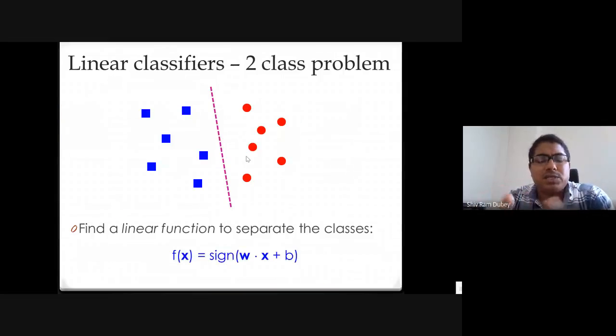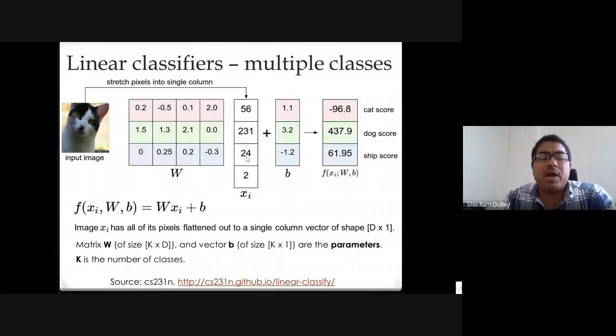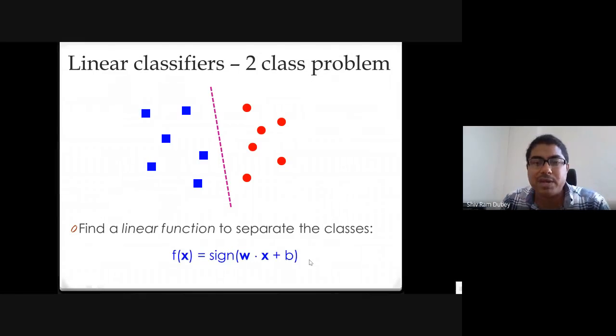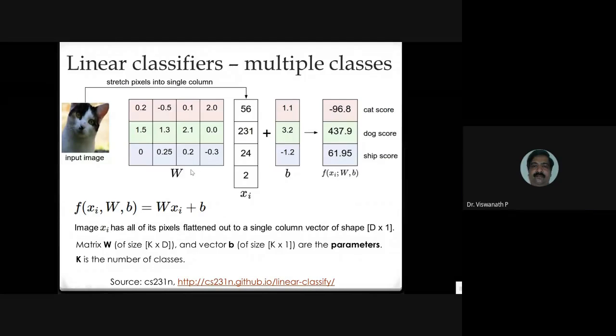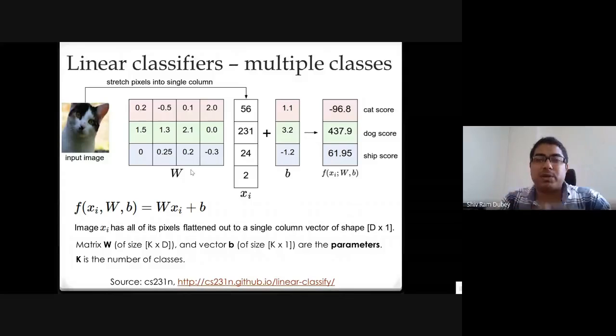But this is a two-class problem. What will happen if we have multiple classes? Because most of the time, in reality, we end up with multiple classes. The same thing, w dot x plus b, also works in the case of multiple classes. Now, in case of multiple classes, this w is going to be repeated as many times as the number of classes we have. For example, suppose we have 3 classes, now we can have 3 w.